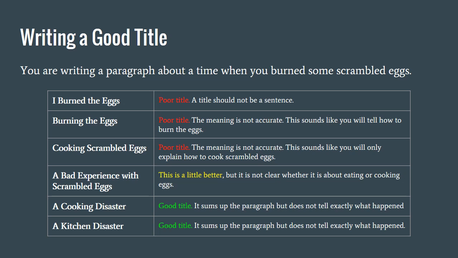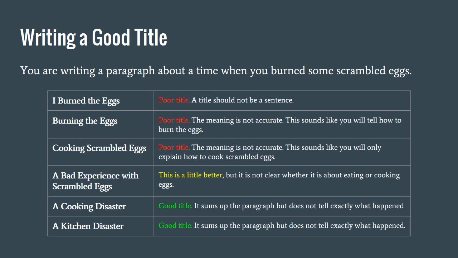Okay, when I said the topic sentence before was the most important thing, maybe I neglected to say that the title is also equally important. You need to write a good title that's going to interest your reader. So let's say you're writing a paragraph about a time when you burned some scrambled eggs. What would be the best title for your paragraph?